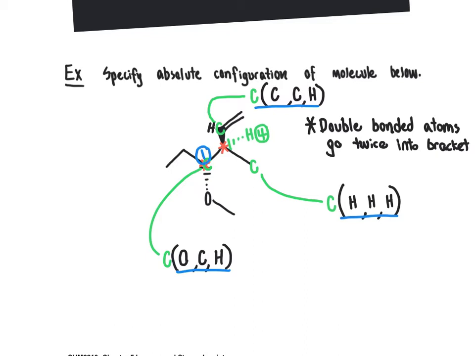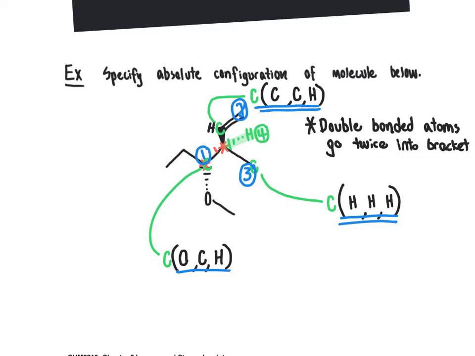Second highest ranked group, now we have to differentiate between our C, C, H and our C, H, H, H. Hopefully you recognize carbon has a higher atomic number than hydrogen, so group number 2 is coming off right here, and group number 3 is our methyl group right there. We already said that group 4 was our hydrogen that points away from us. So now we orient the molecule so that the lowest ranked group points away from us. The lowest ranked group here is the hydrogen, and much to our joy and happiness, that hydrogen is already pointed away from you.